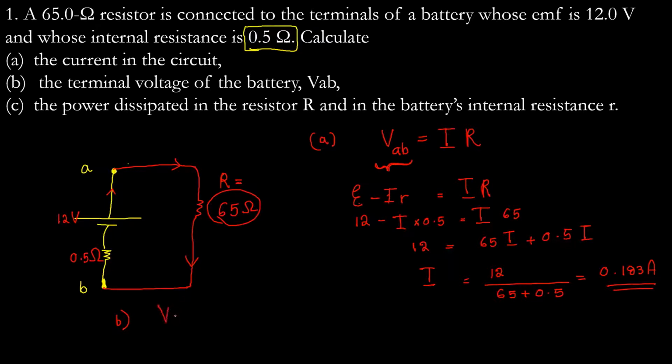In other words, they're asking us to find VAB. We know VAB is given by the EMF minus the current going through the circuit times the internal resistor. So EMF is 12 volts. Current, we just found it in part A, it is 0.183 amperes times the internal resistance, which is 0.5.